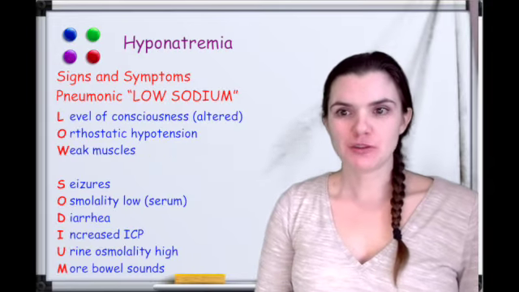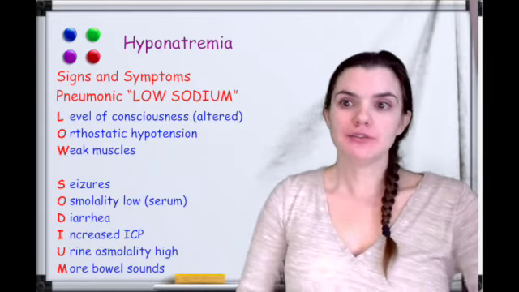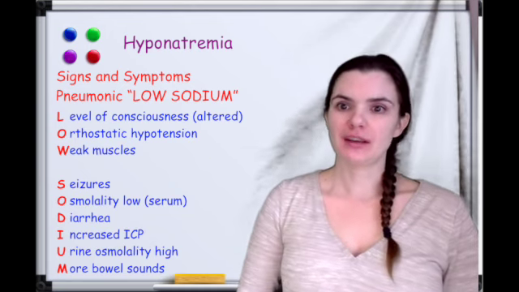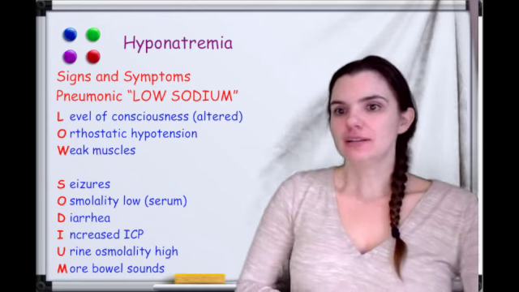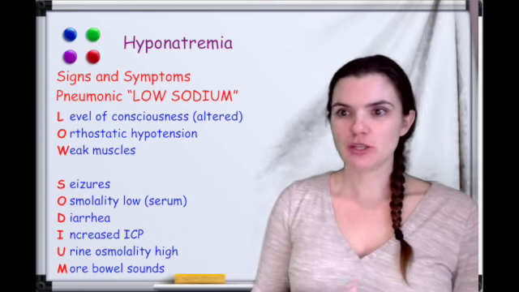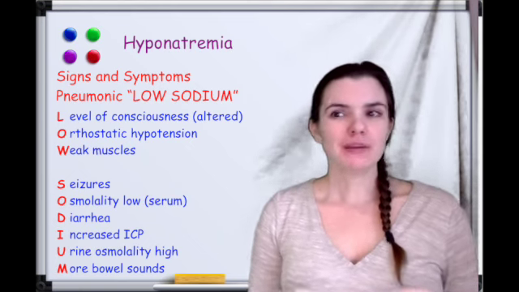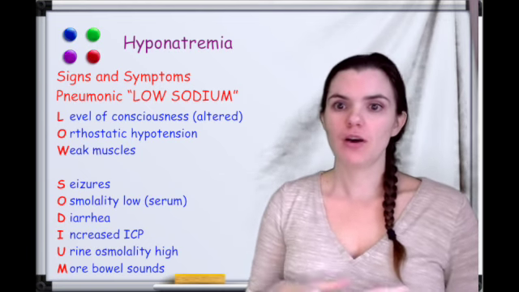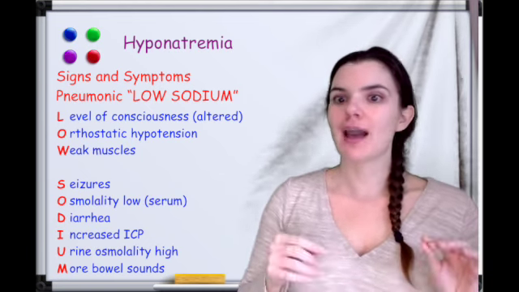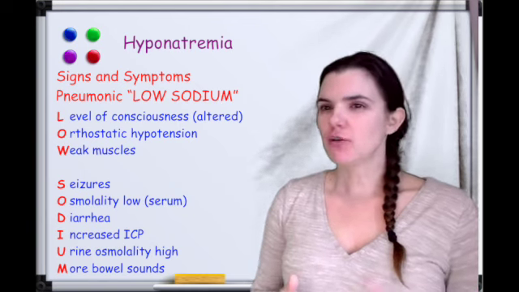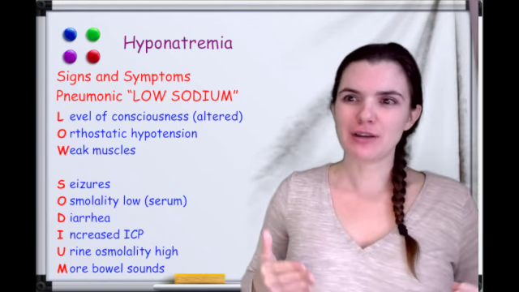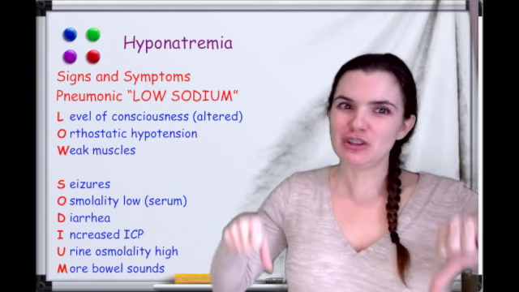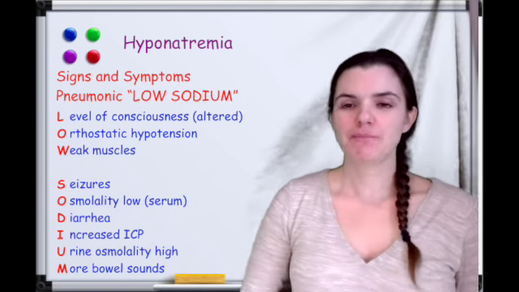For hyponatremia, which is too little serum sodium, remember the mnemonic LOW SODIUM for the signs and symptoms. L is for level of consciousness, which will be altered. This could be a little bit or a lot, but there will be some alteration. O is for orthostatic hypotension. So kind of the opposite of hypernatremia, where the blood pressure is high, the blood pressure is low with hyponatremia.